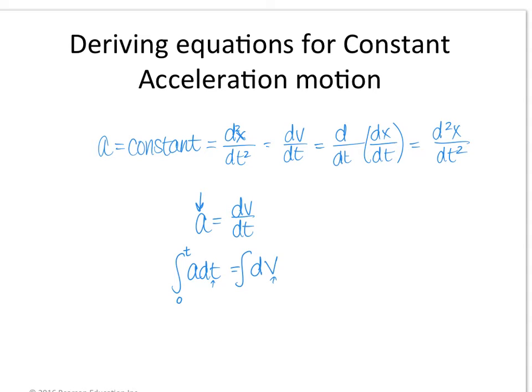Now, the limits on velocity have to correspond to the limits of the time. So the velocity that I use for the lower limit has to be the velocity that it had at time equals 0. We call that v sub 0, or v naught, which stands for initial velocity. And then the velocity at the arbitrary time t, which is our upper limit, would just be some arbitrary velocity v. Now, on the right-hand side, I can take the acceleration term outside of the integral because it's a constant.